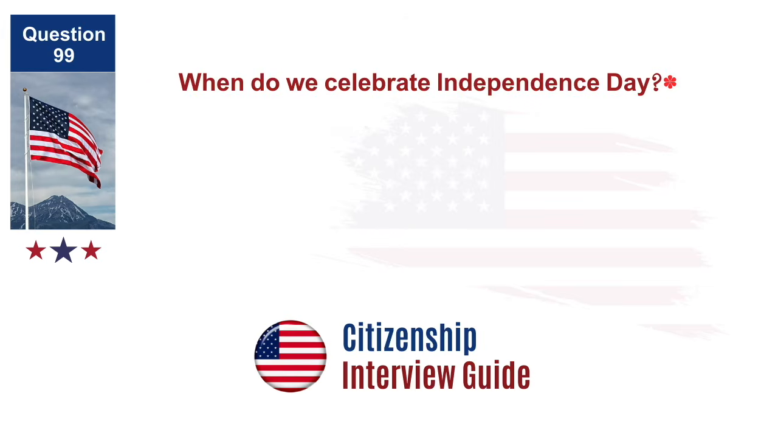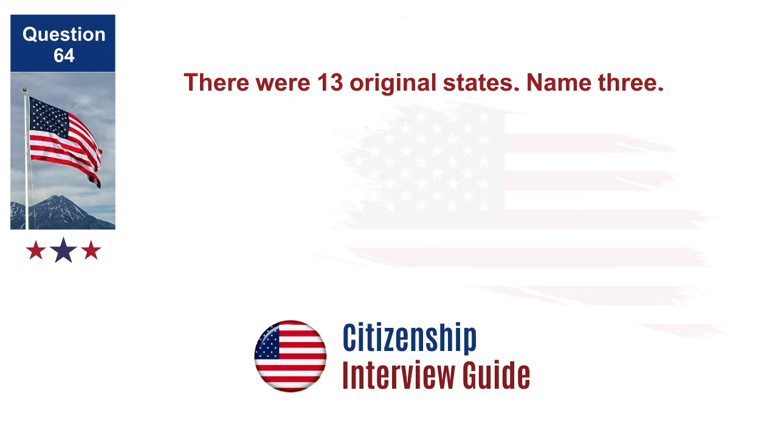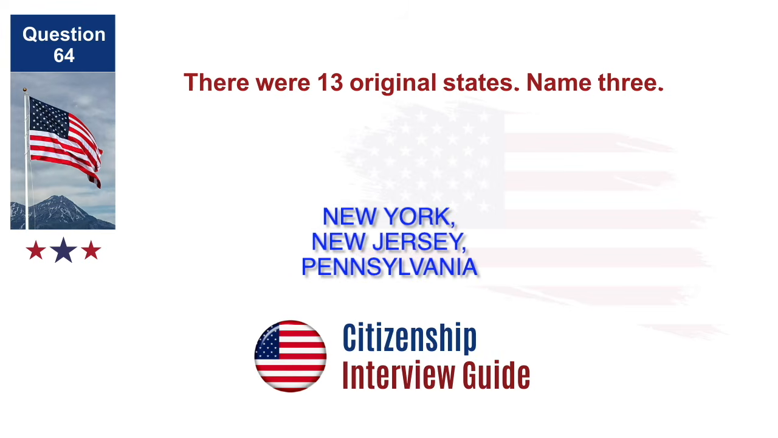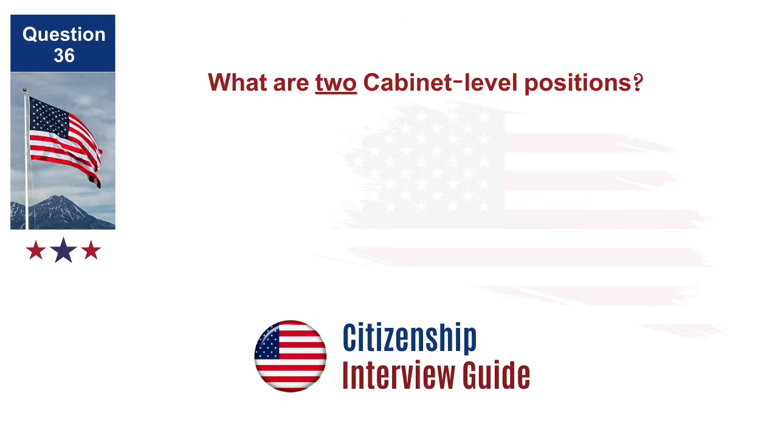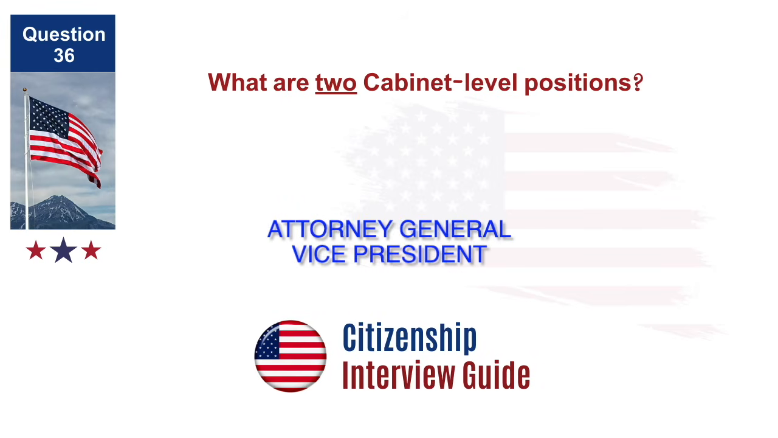When do we celebrate Independence Day? July 4th. There were 13 original states. Name 3. New York, New Jersey, and Pennsylvania. What are 2 cabinet-level positions? Attorney General, Vice President.